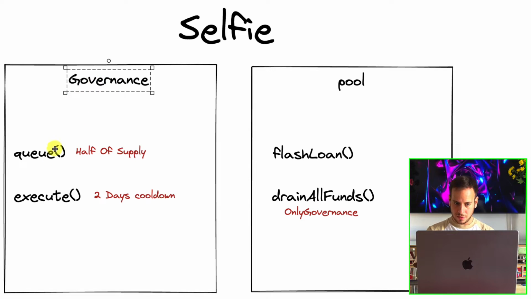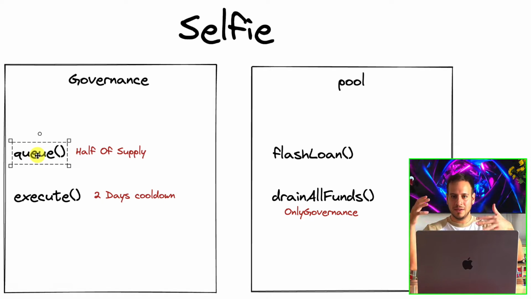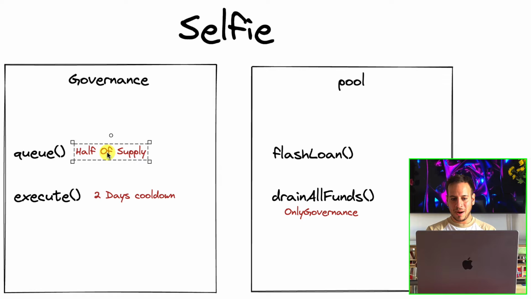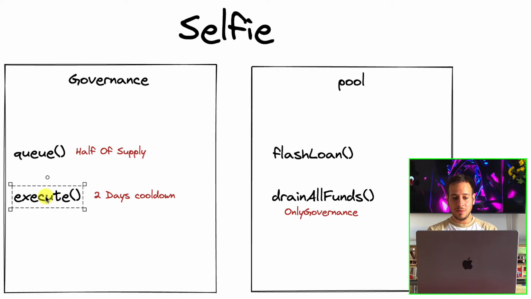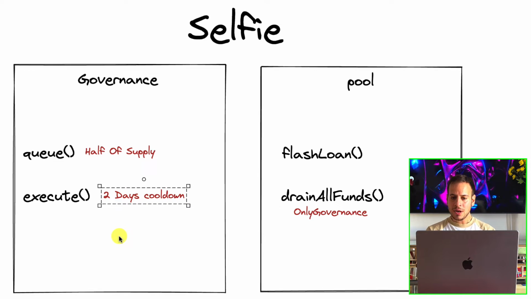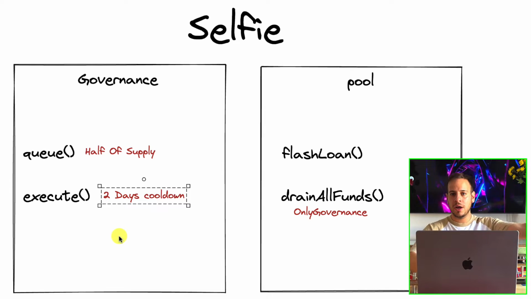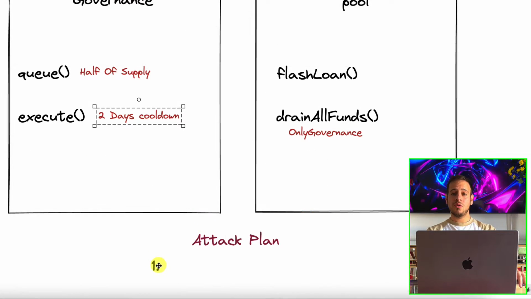And this contract over here, we can call the queue function and add proposals to the queue, but we need half of the supply of the tokens, which is 2 million. And then we have execute, and we need to wait 2 days. So now when you look at this entire system, do you have in mind some kind of scenario for how you're gonna attack it? Now let's try to plan the attack.